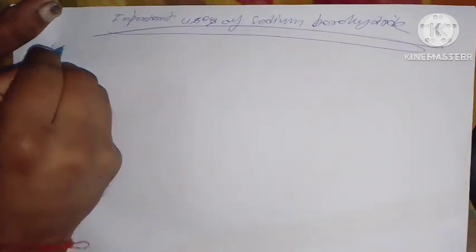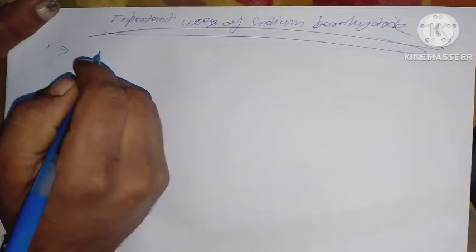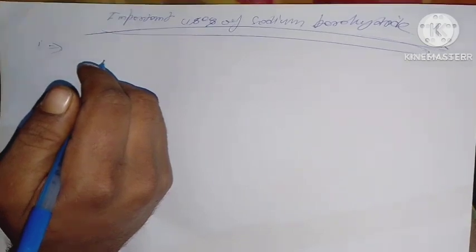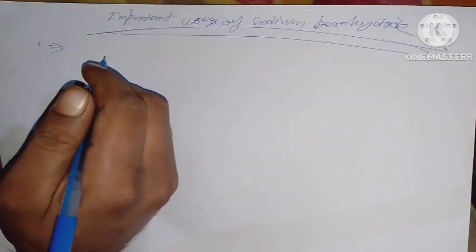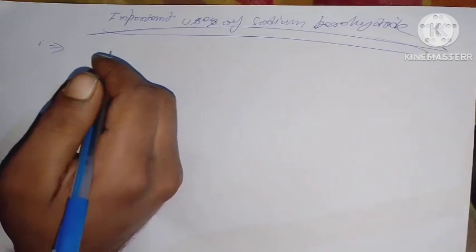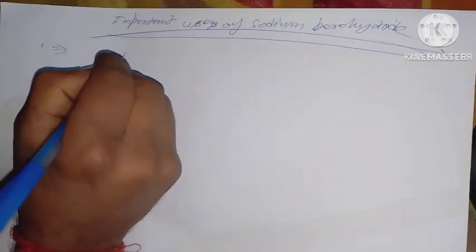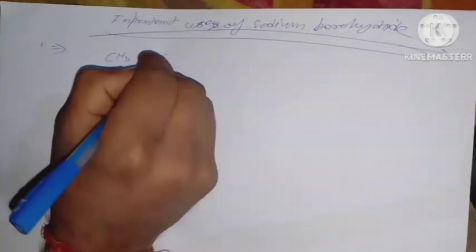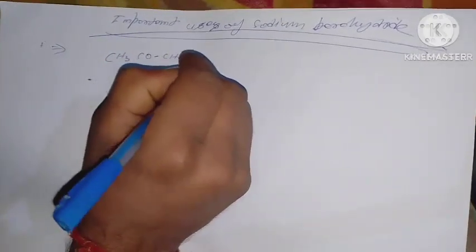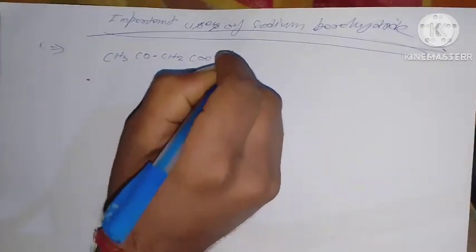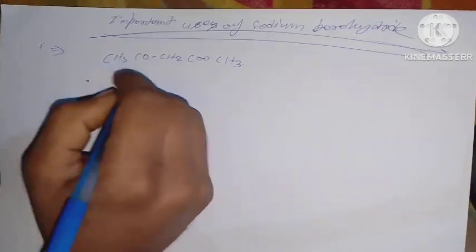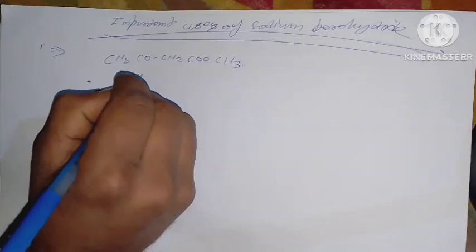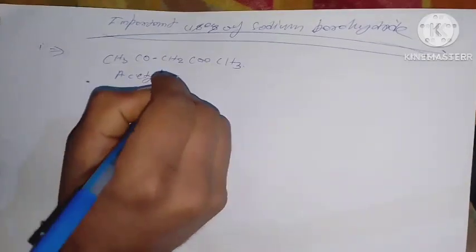Okay. First point, reduction of aldehyde and ketones. It reduces carbonyl compounds to the corresponding alcohol. Okay, CH3COCH2COCH3. This is acetyl acetone.